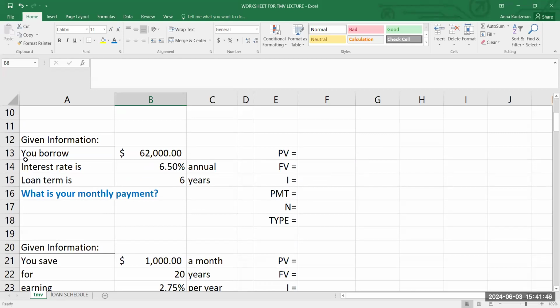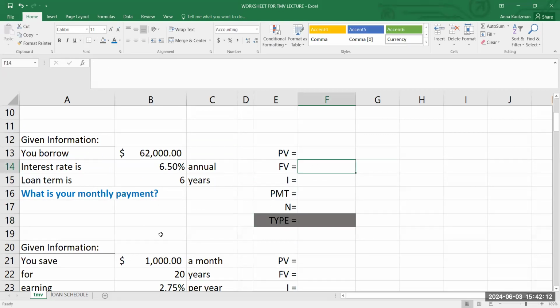Given information, you borrow $62,000. The interest rate you pay is 6.5% annual. The loan term is 6 years. The question we have to answer is, what is your monthly payment? Okay, so again, type doesn't matter because it isn't telling us at the beginning or at the end. So we let Excel default to its standard.